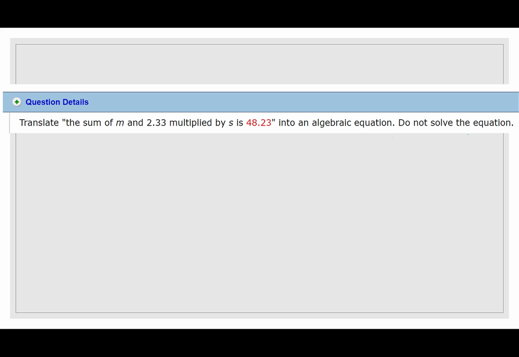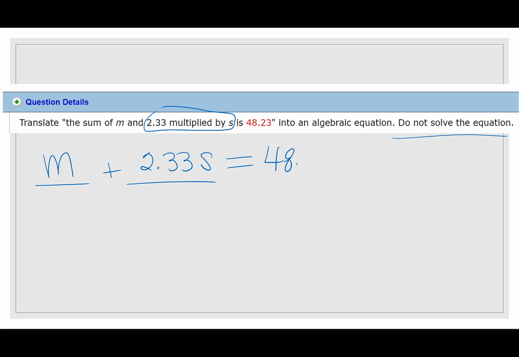Next question says translate the sum of m and 2.33 multiplied by s is 48.23. And then it specifically says do not solve the equation. We know the word sum represents an addition problem. So what exactly are we adding together? We're adding together m and this piece right here, 2.33 multiplied by s. It doesn't say that s is being multiplied by m. It just says that s is being multiplied by 2.33. So we'll say 2.33 and then we'll attach the letter s to the end. The word is represents the equal sign, 48.23, and that's your final answer.